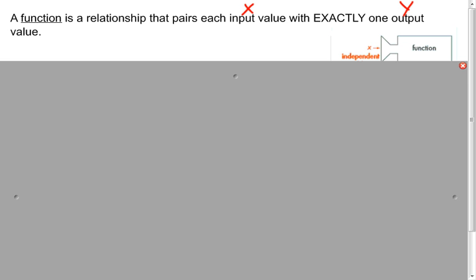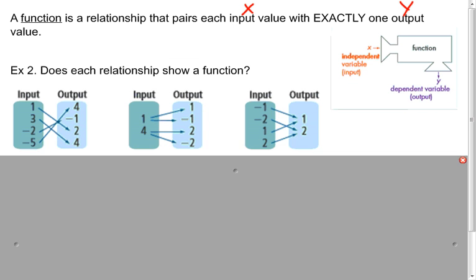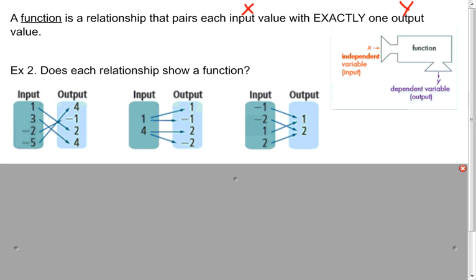I can't put one number into my function and get two different answers. That'd be like saying that sometimes 2 plus 2 is 4 and sometimes 2 plus 2 is 5. It doesn't work that way. If I put the same numbers together, I'm going to get the same answer every time. Here's an example of a problem like this. Does each relationship show a function? Remember, for a function, each input value has to have exactly one output value.